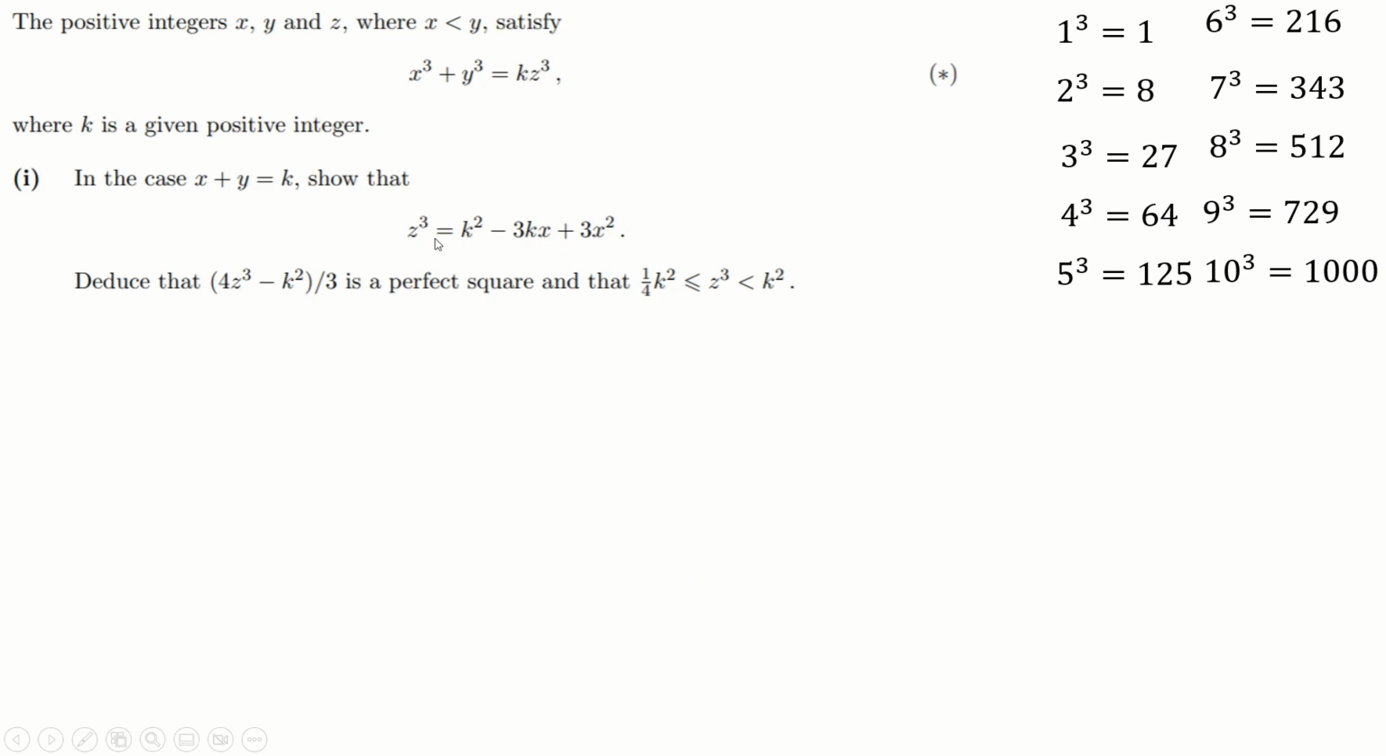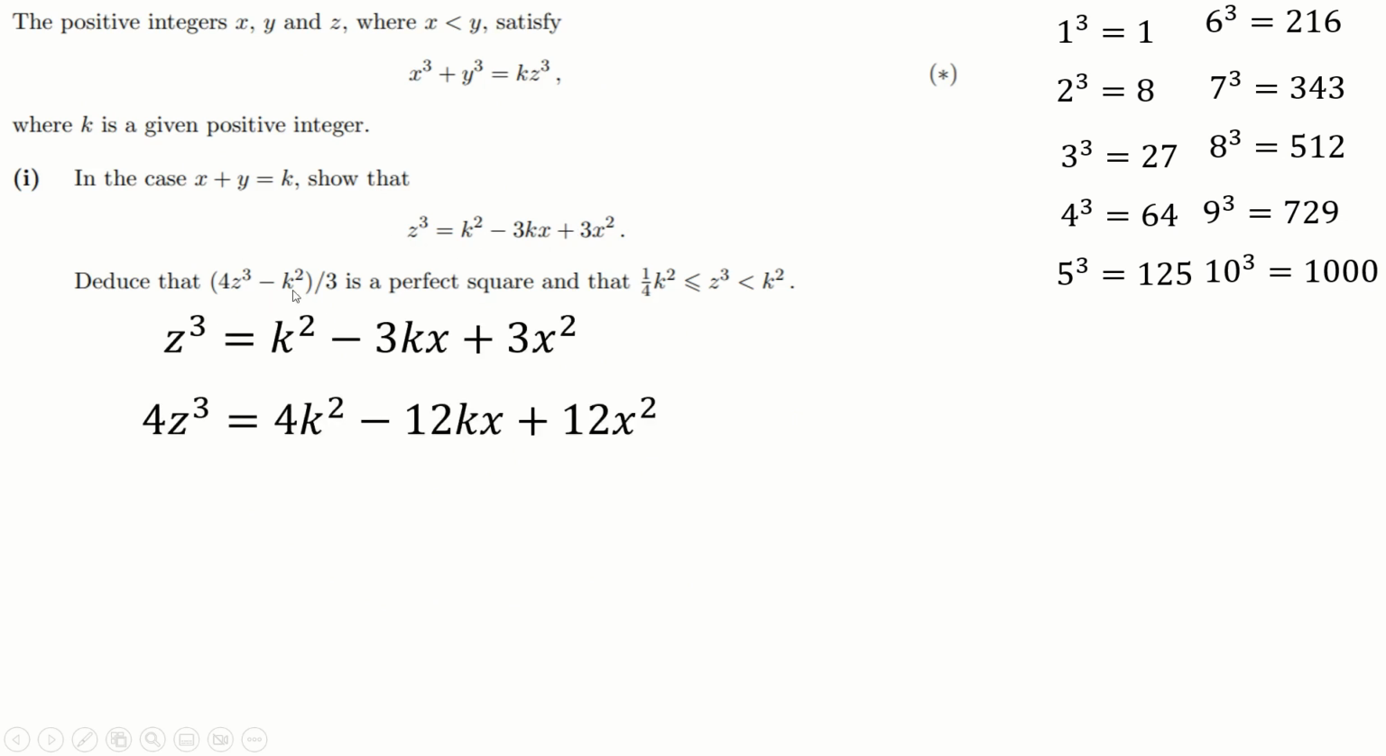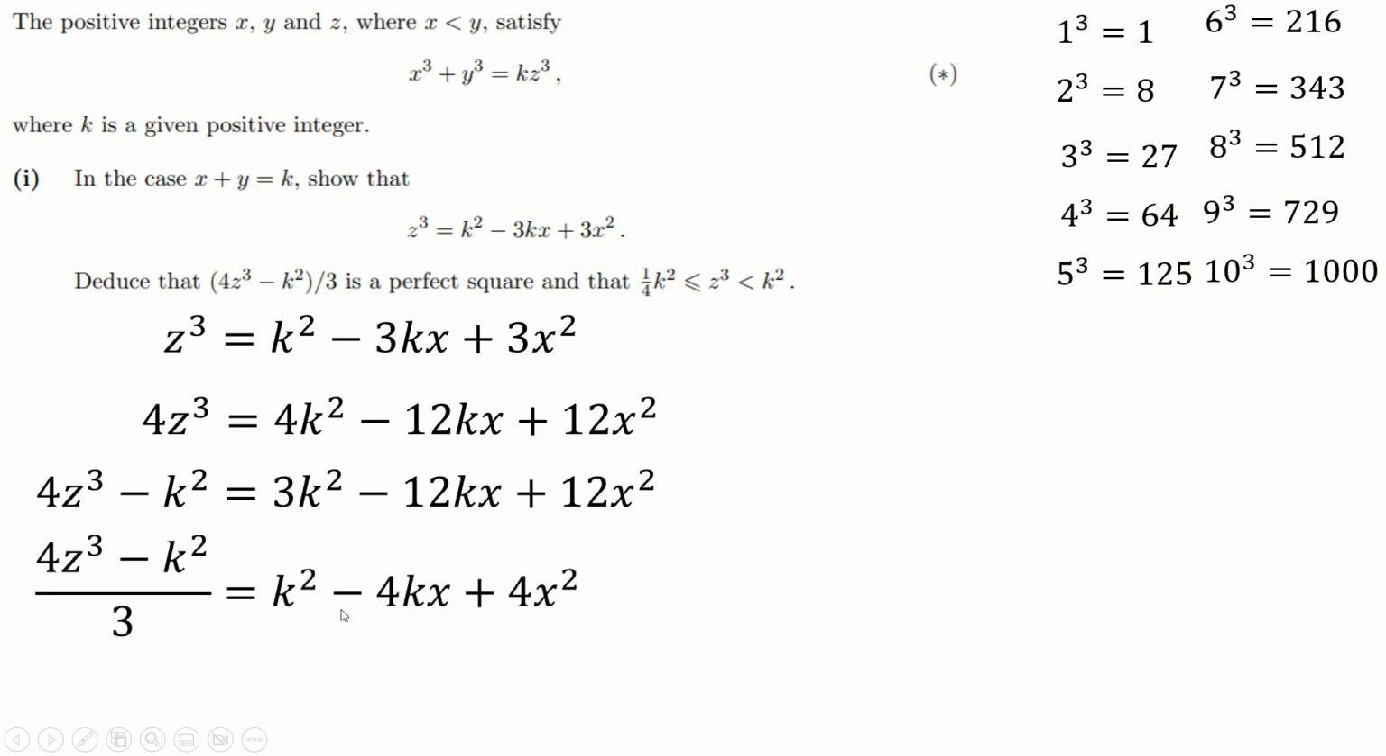So why don't we just take this that we've just found here and create this out of it? Let's times everything by 4, and then let's take away k squared, which just takes 1 away from there. Then let's divide the whole thing by 3. And then just notice that this is indeed a perfect square. It's k minus 2x all squared. And because these are integers, this makes the squared thing an integer as well. And so that is indeed a perfect square.